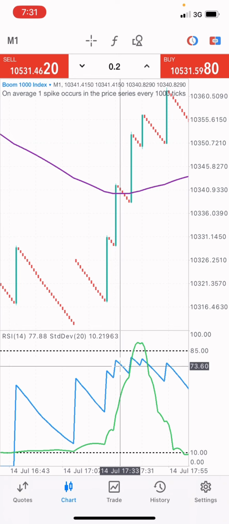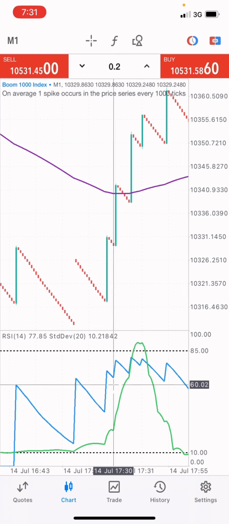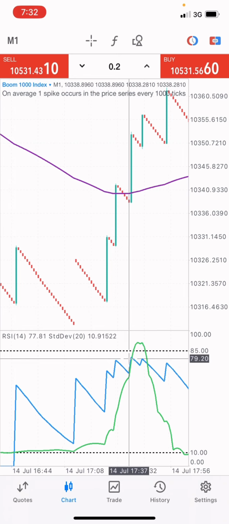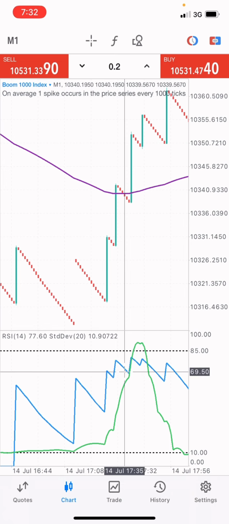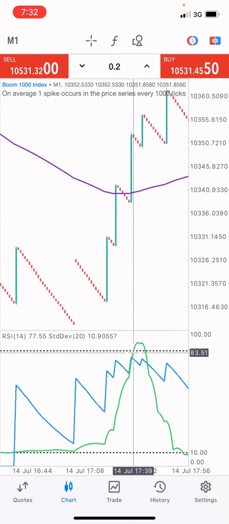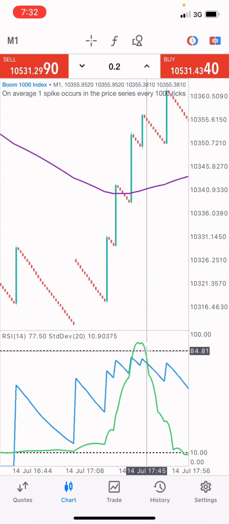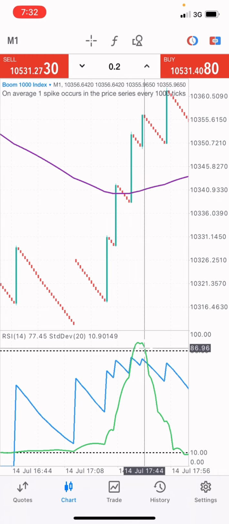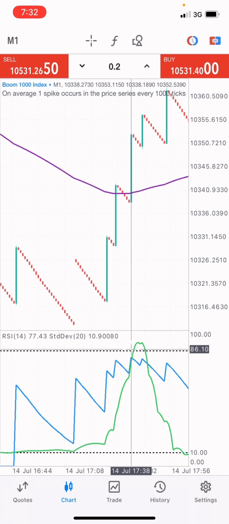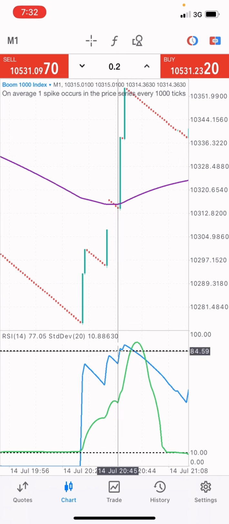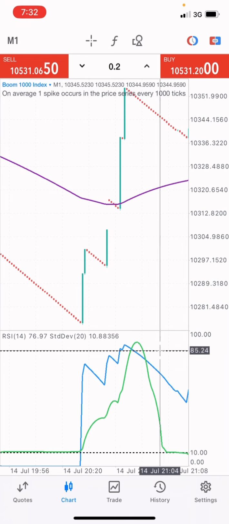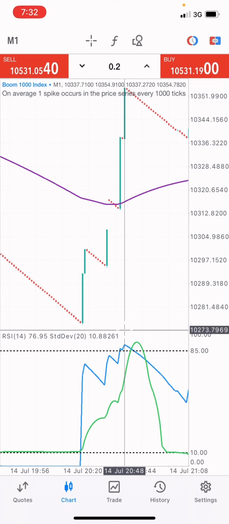Once the RSI reaches or is about to reach the level 85, or if it's at level 70, do not place a sell. Even if you see the RSI cross above the level 85, it's going to spike, and the spike is going to cash you right there. So take a sell when the standard deviation crosses above the RSI, which is the relative strength index, above the level 85 after each spike.